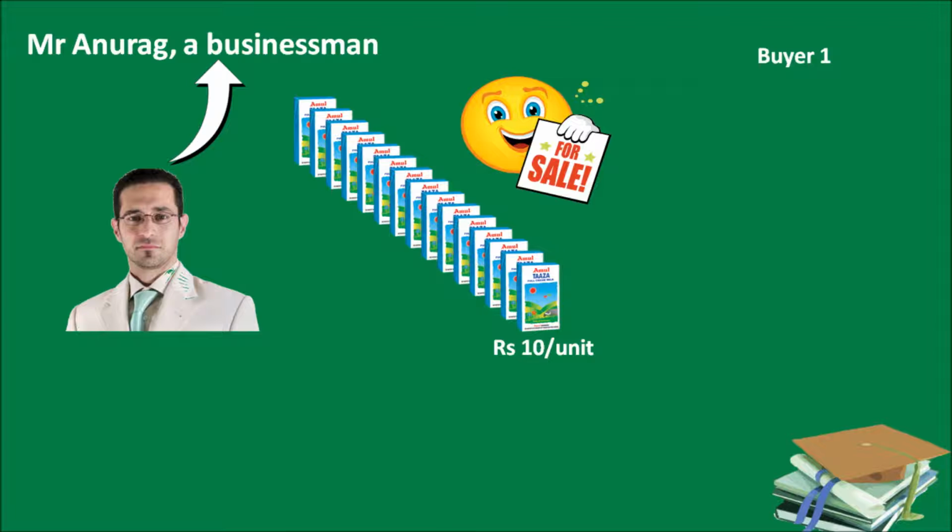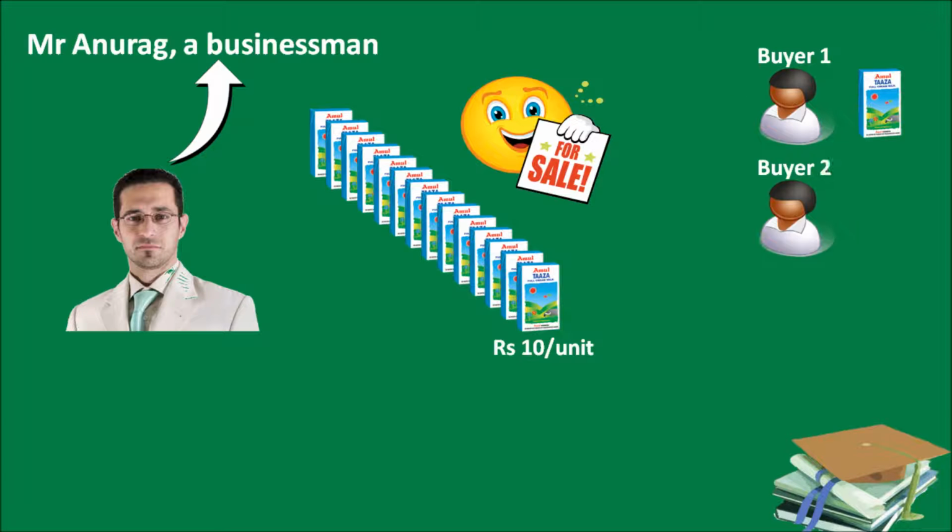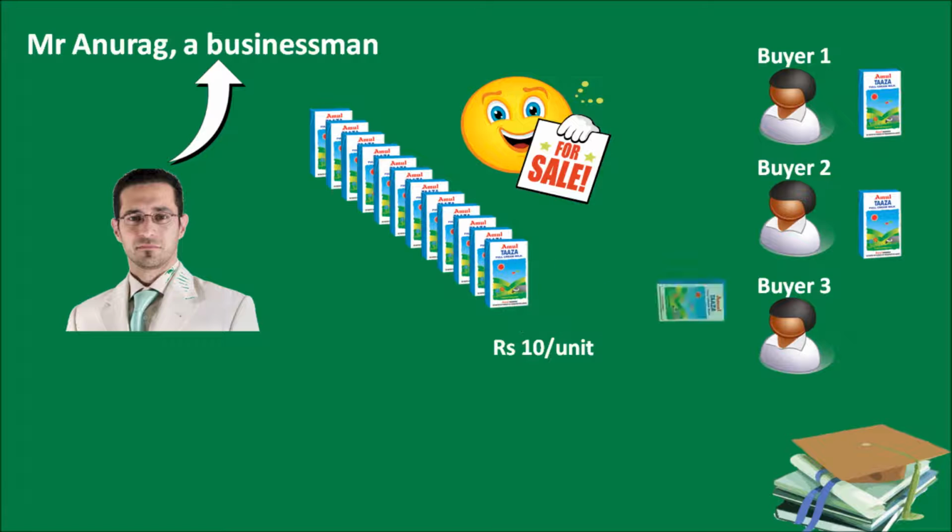The first buyer walks in and purchases 1 unit of milk. Then the second buyer walks in and also purchases 1 unit of milk. The third buyer walks in and purchases the third unit of milk. All these were sold by Anurag at rupees 15 per unit.